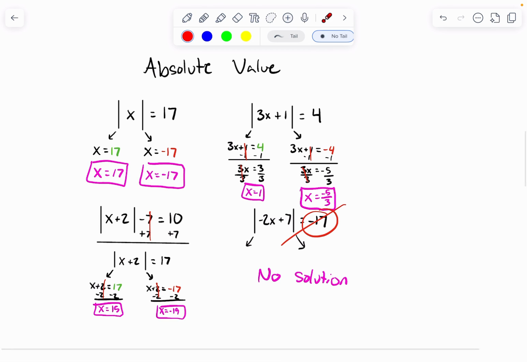So again, here's just the brief synopsis. When you get an absolute value bar, you split up. It could have been positive, it could have been negative. Two answers. Absolute value bars always have two answers. If it is not alone, you need to get it alone and then split it up. If it equals a negative number, it is no solution because absolute value bars can never be negative.